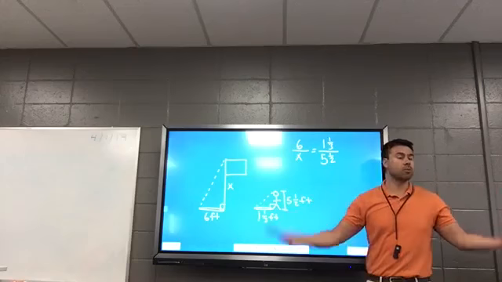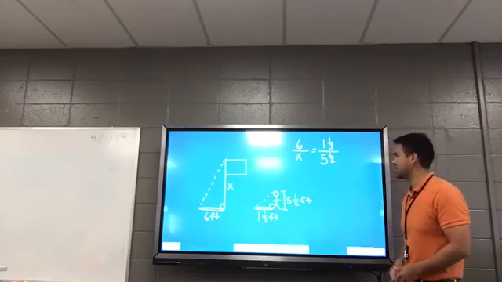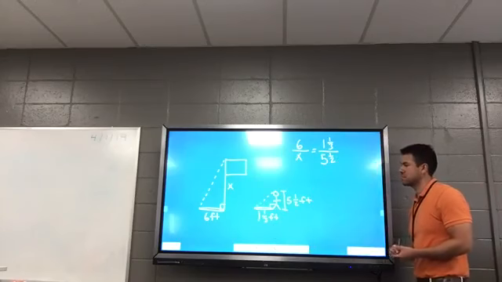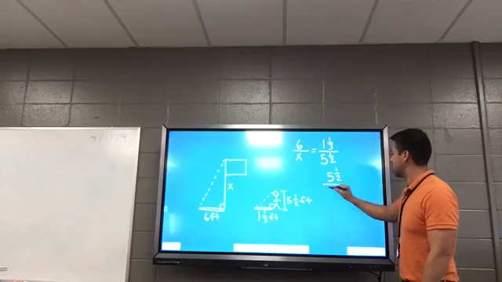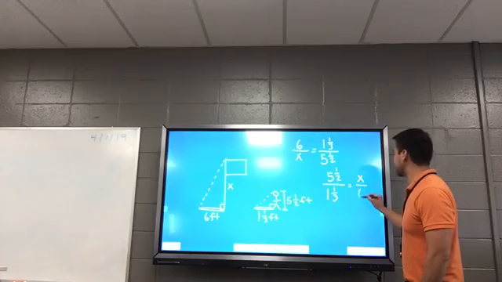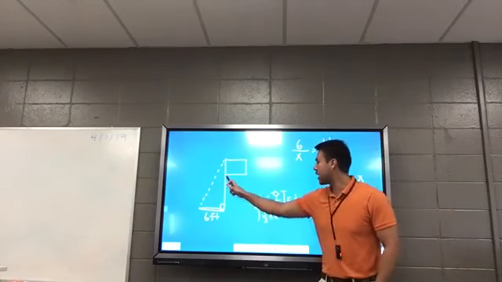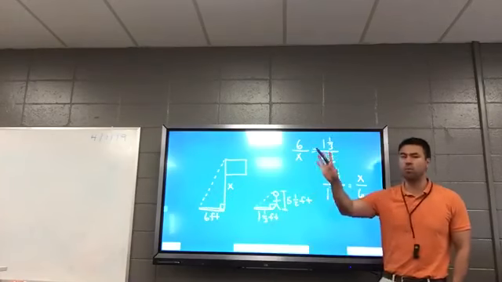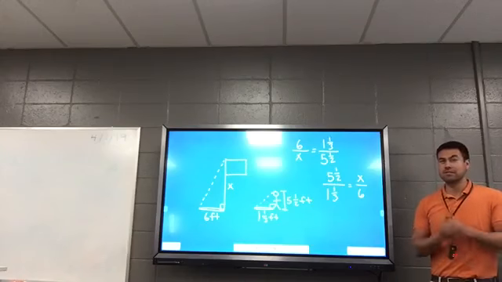What's another proportion you could have come up with? Hagen? Another one, not this one. 5.5 over 1 1/3, and then x over 6. So actual height over shadow. I just need one more that doesn't use those 2. Use a different proportion. Can you do it?